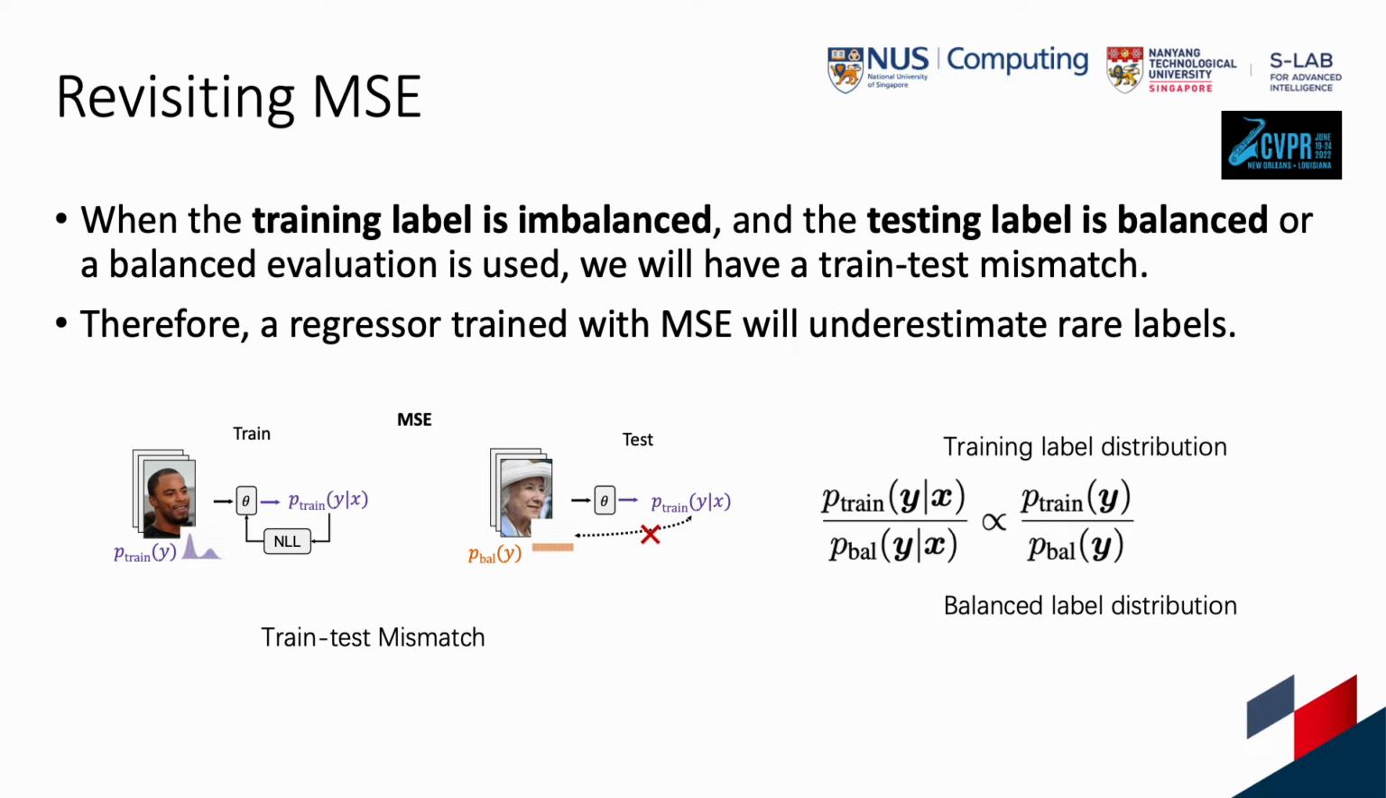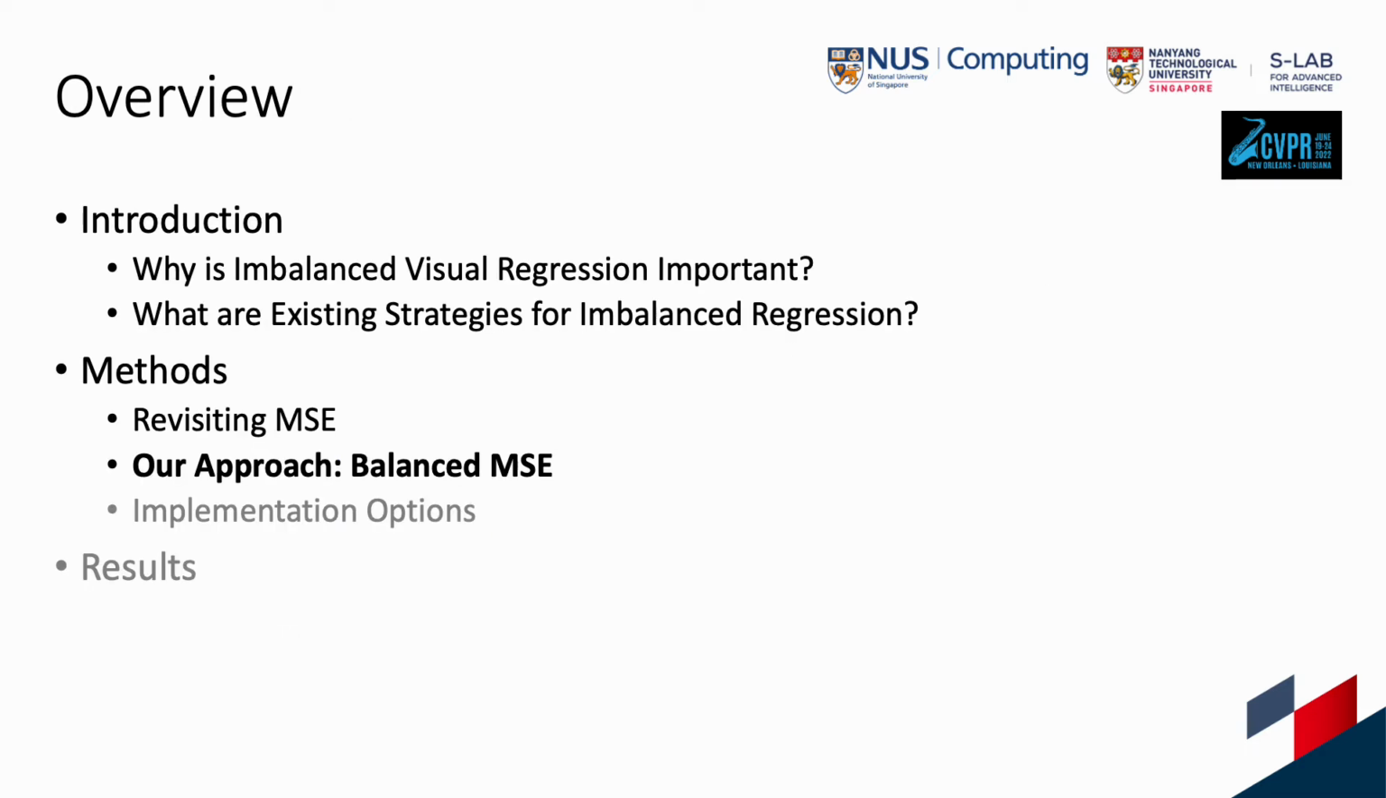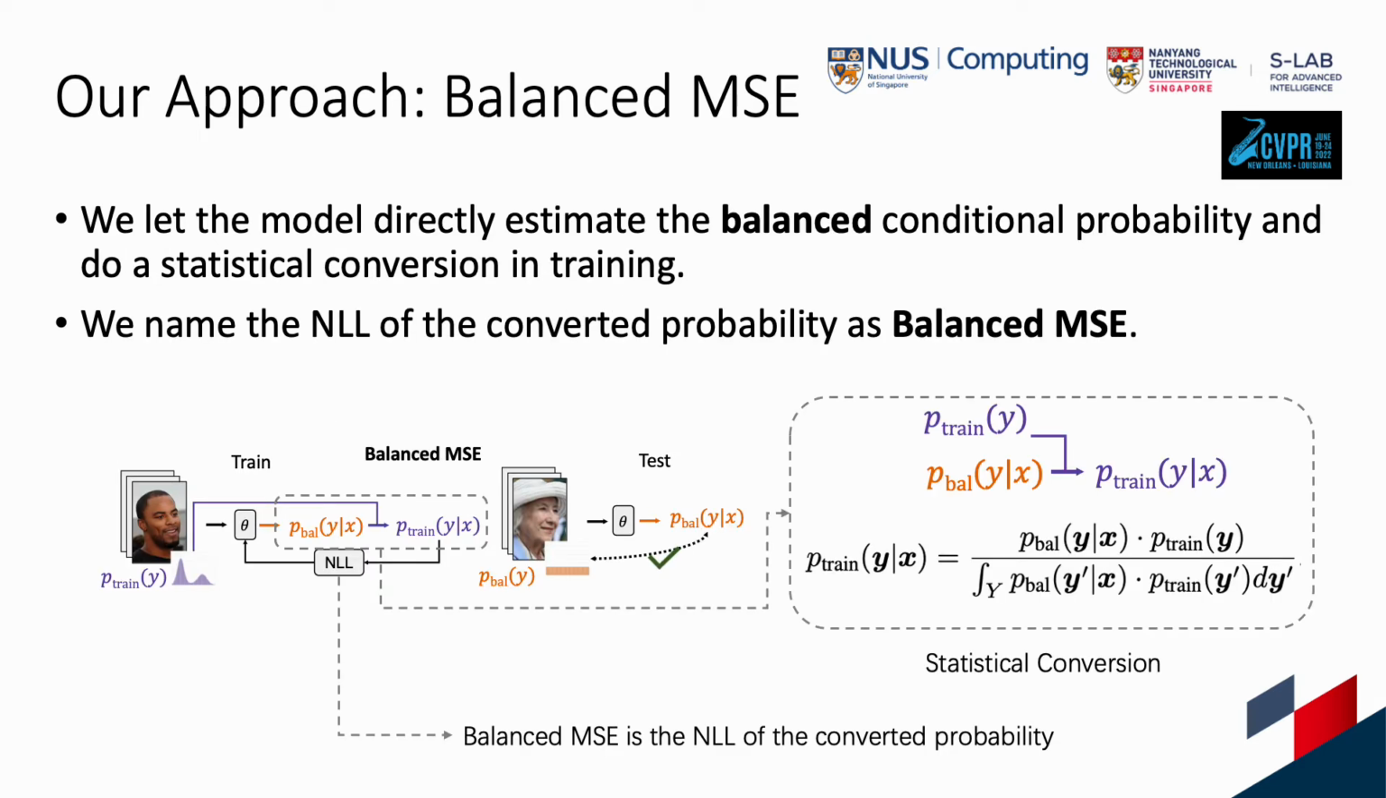However, when the training label is imbalanced and the testing label is balanced, we will have a train-test mismatch. The mismatch is proportional to the ratio between the label distributions. Therefore, a regressor trained with MSE will underestimate rare labels. To address this mismatch, we propose balanced MSE.